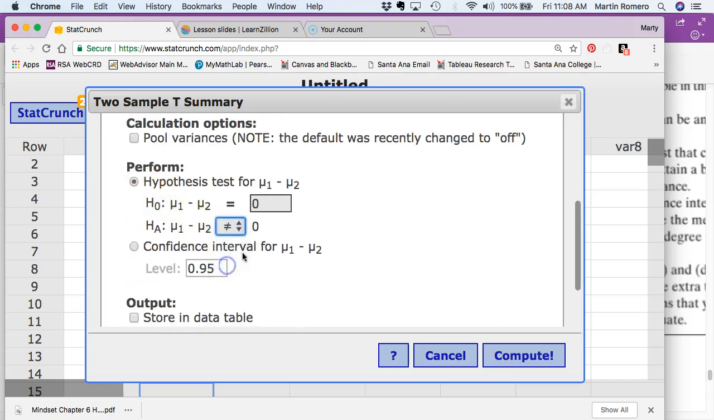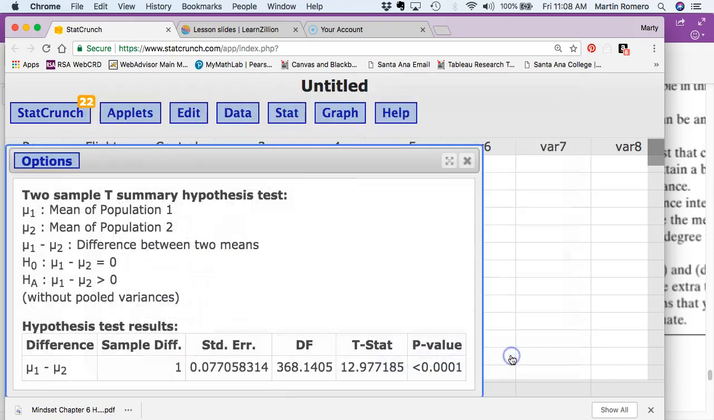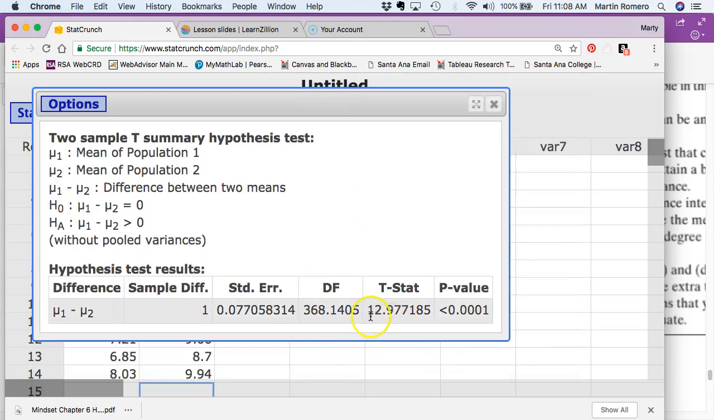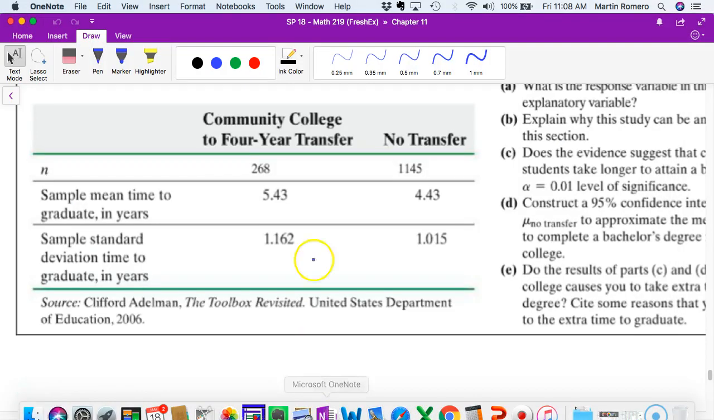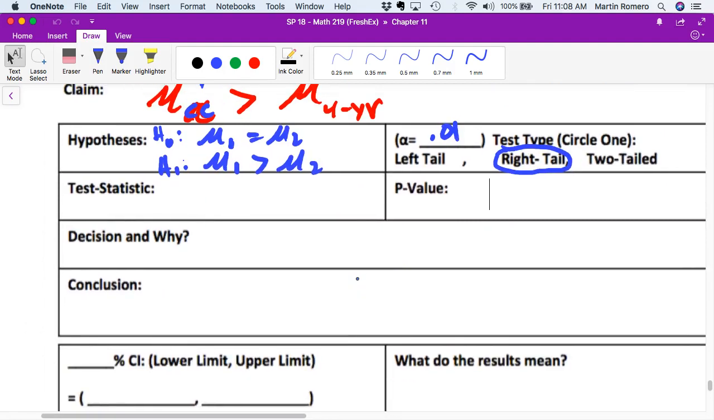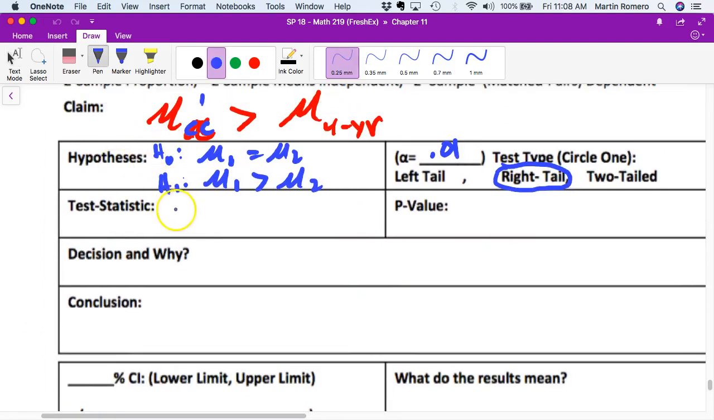The first one is bigger than the second one. Compute. We get a test statistic of 12.98. Wow, 12.98, and the p-value is really small. Your t is 12.98. Your p-value is very small, so small it just says less than 0.0.